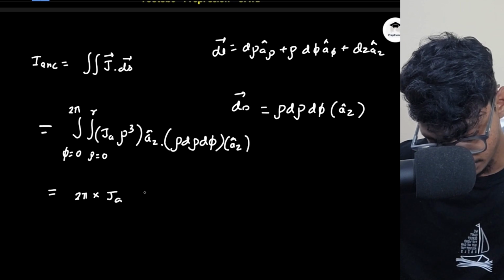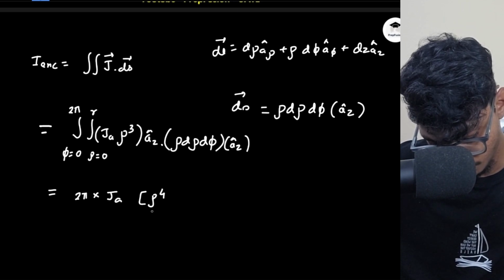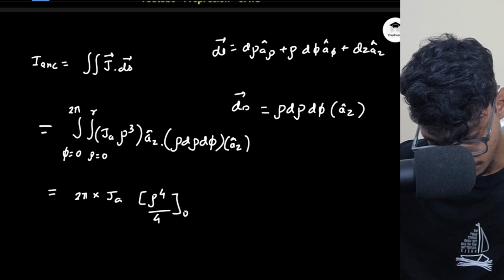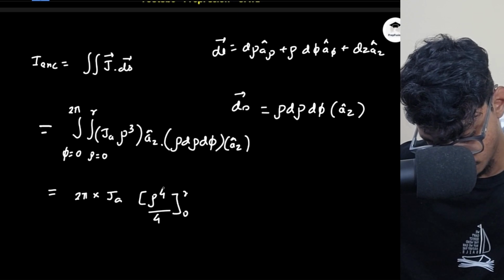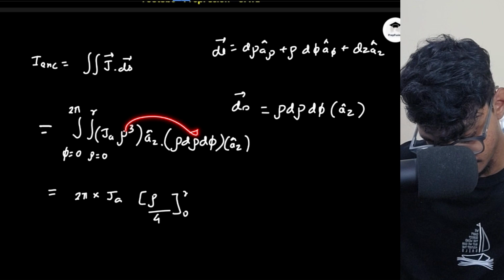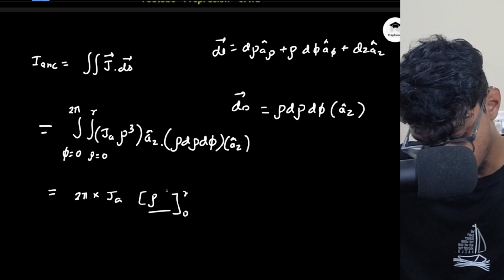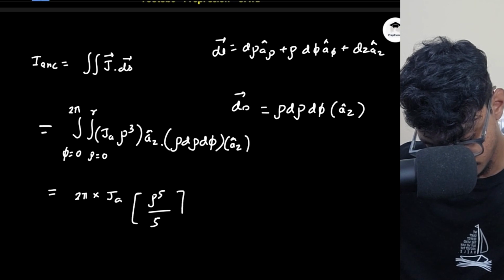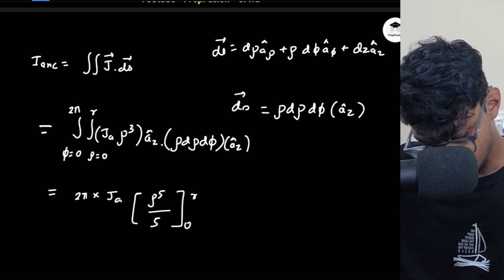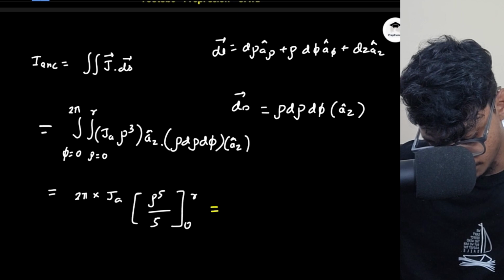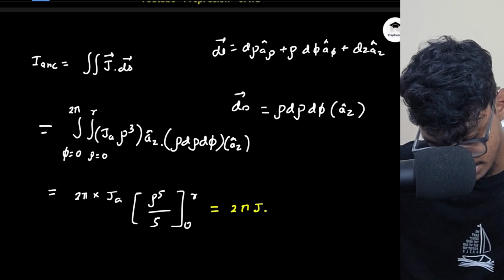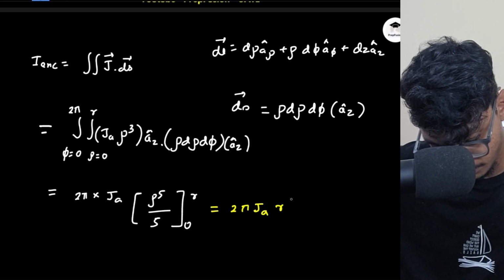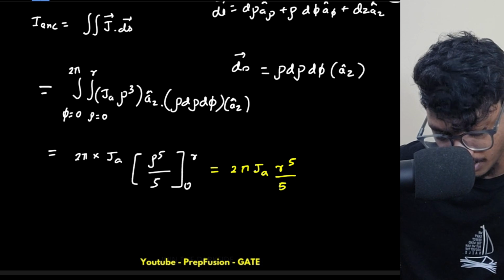J a will be outside. This will become rho raised to power 4 divided by 4 from 0 to r. Not 4, sorry, this is already getting multiplied, so it is rho raised to power 4. This will become rho raised to power 5 by 5 from 0 to r. So overall this becomes 2 pi ja r raised to power 5 divided by 5. And what about the left hand side?